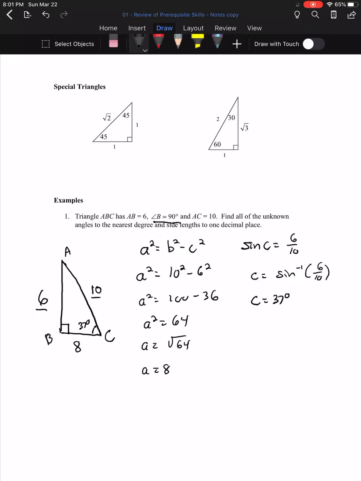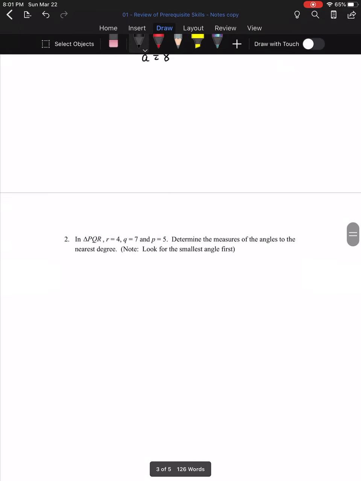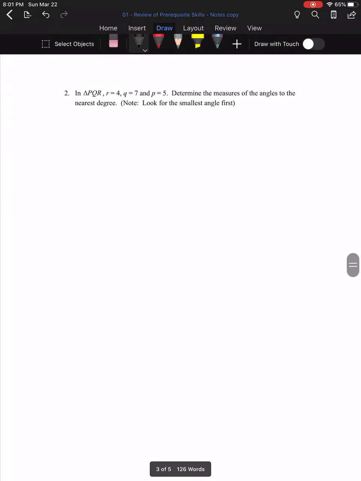And so if I want to find angle A, I just go 180 minus 90 minus the 37. Angle A is 53 degrees. Have I found everything, all the sides and angles there? Yeah. So hopefully that's a pretty quick review of what you do inside right angle triangles. Moving on to the next question.